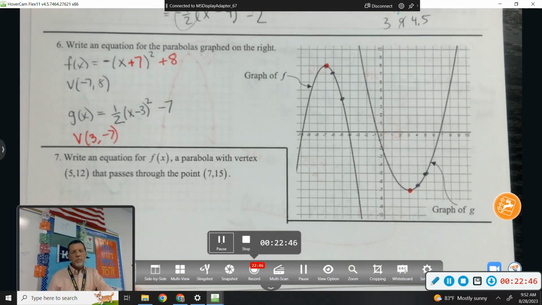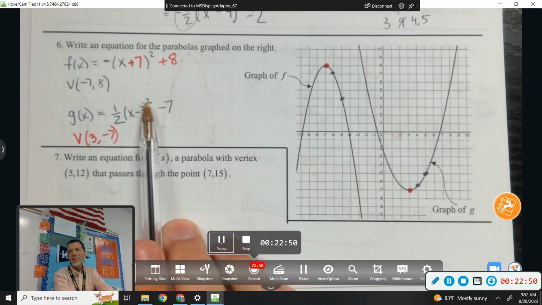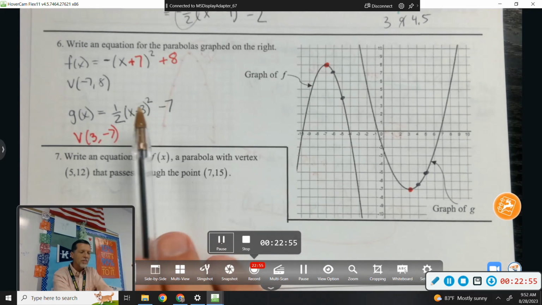Probably my favorite mistake on that problem is forgetting to put the square on there. You get the vertex right, you get the half right, and you just forget that it's squared, so make sure you include the square.